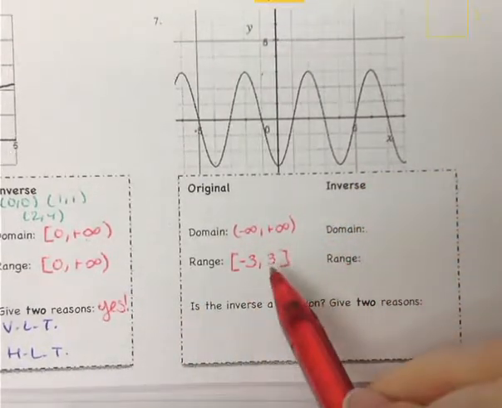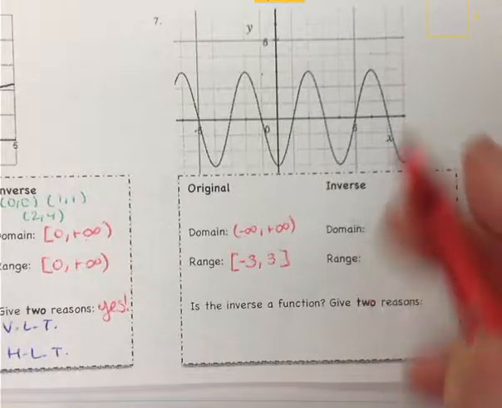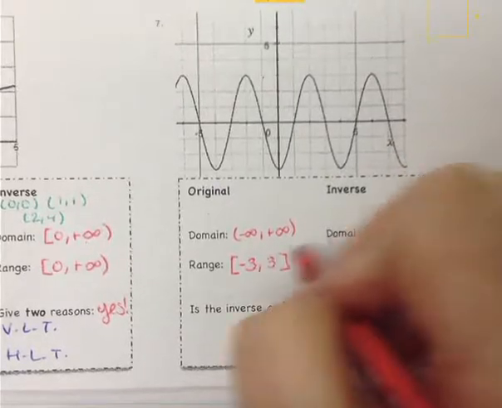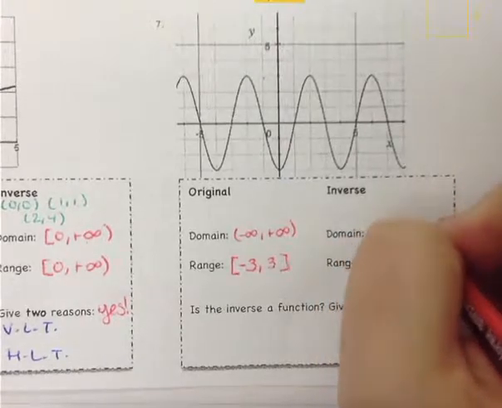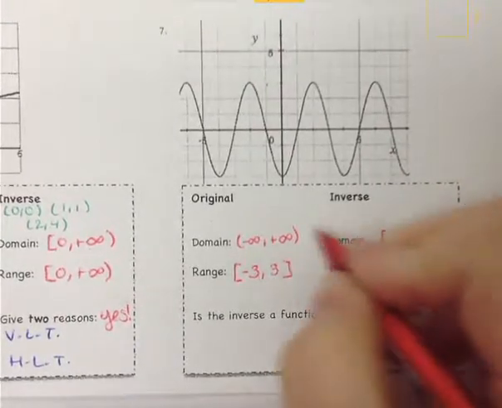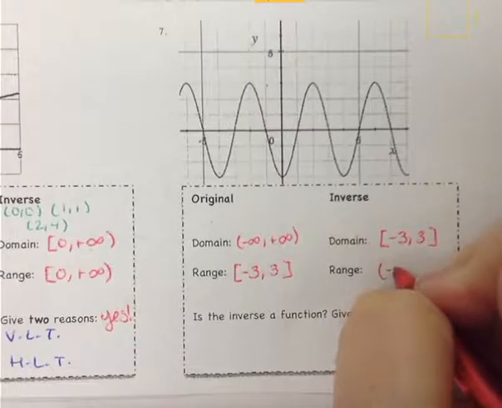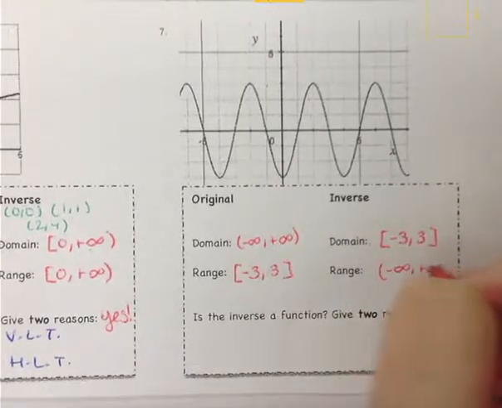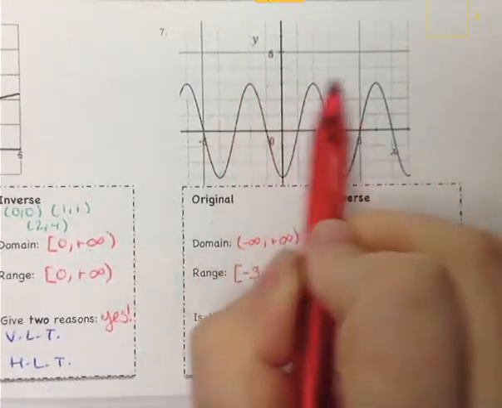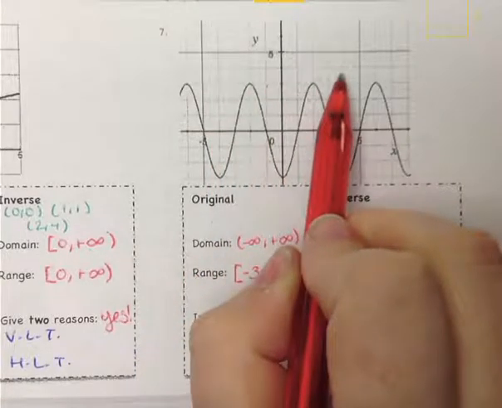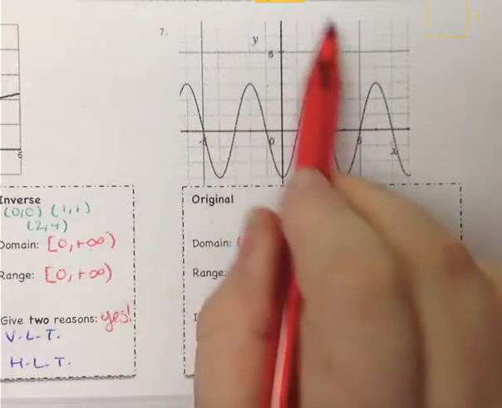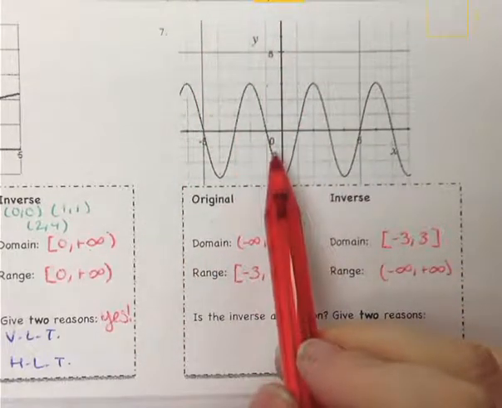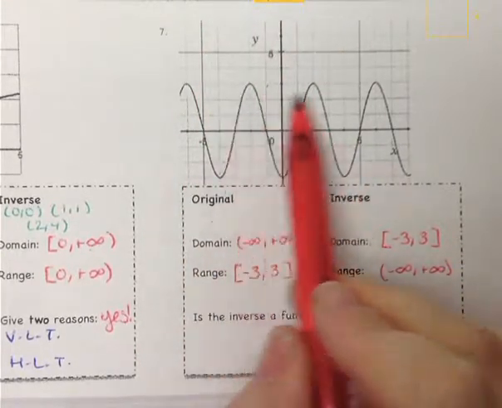So we can automatically find our domain and range of the inverse. The domain of the inverse will be that negative 3 to 3. And the range of our inverse will be the infinities. That means that our graph will not go past negative 3 and positive 3 to the left and right, but it will keep going up and down. So it'll have to keep curving, just like this is.